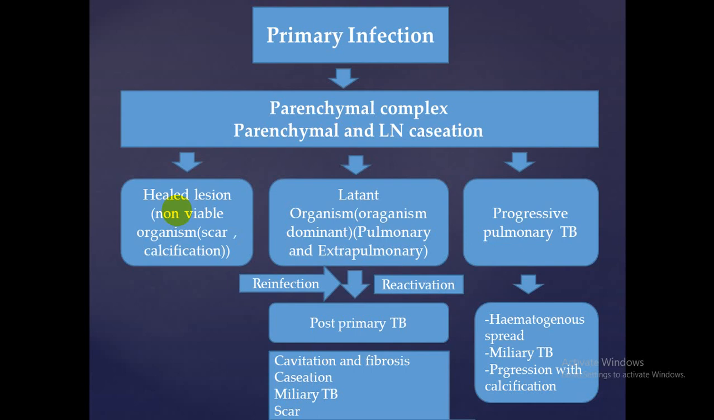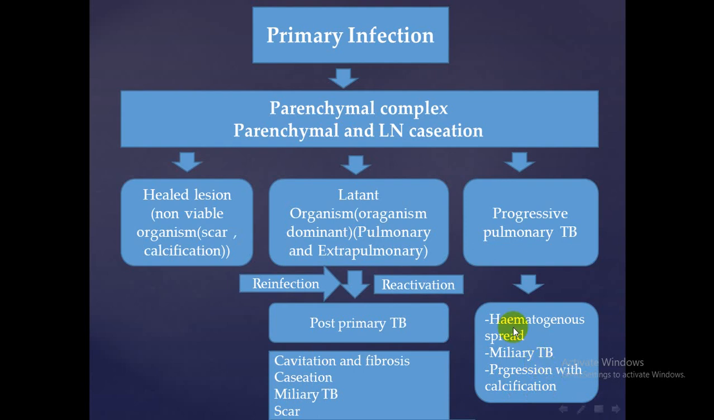Or the second type: a patient who gets infection by the primary infection by the bacilli of TB, forming the complex, and then this complex progresses involving the lung, causing more destruction of the lung, and even enters the bloodstream causing progressive pulmonary TB, which involves the blood, metastasis and miliary TB, and progression of the lung with calcification and cavitation.